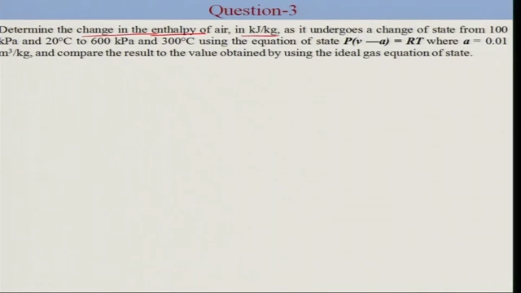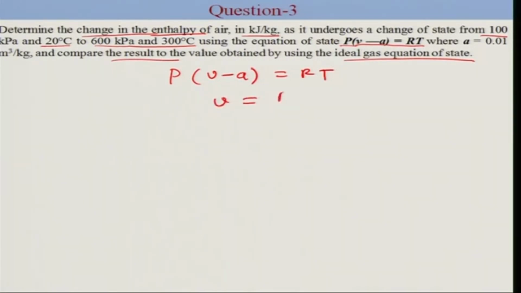So, moving to the next question, determine the change in enthalpy of air in kilojoule per kg as it undergoes a change of state from 100 kilopascal and 20 degree centigrade to 600 kilopascal and 300 degree centigrade using the equation of state P V minus A equal to R T, where A value is given 0.01 meter cube per kg, and compare the results with the ideal gas equation of state. Since equation of state is given, which is equal to P V minus A equal to R T, after solving it for V, we get V equal to R T by P plus A.